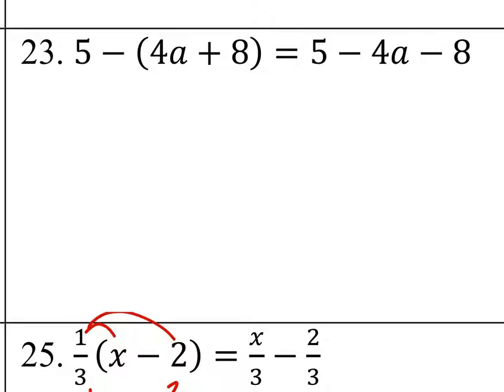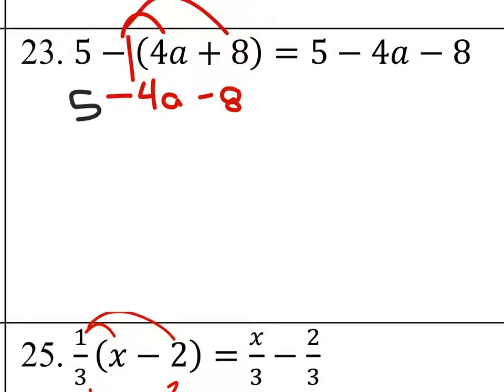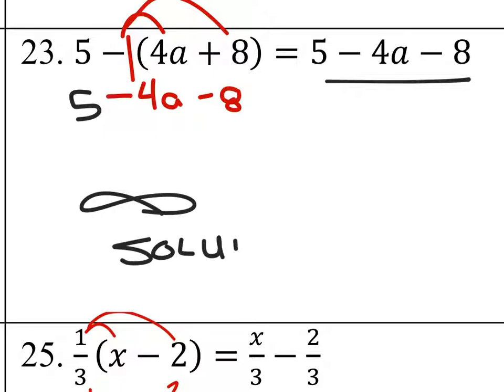Alright, this is a good one. 23. Here's the problem: sometimes we forget that this is a negative 1. So when we distribute it into the parentheses, we get negative 4a minus 8. Of course, we still have that 5 up in front, but it ends up being the same as the other side, so infinite solutions. I got that right.